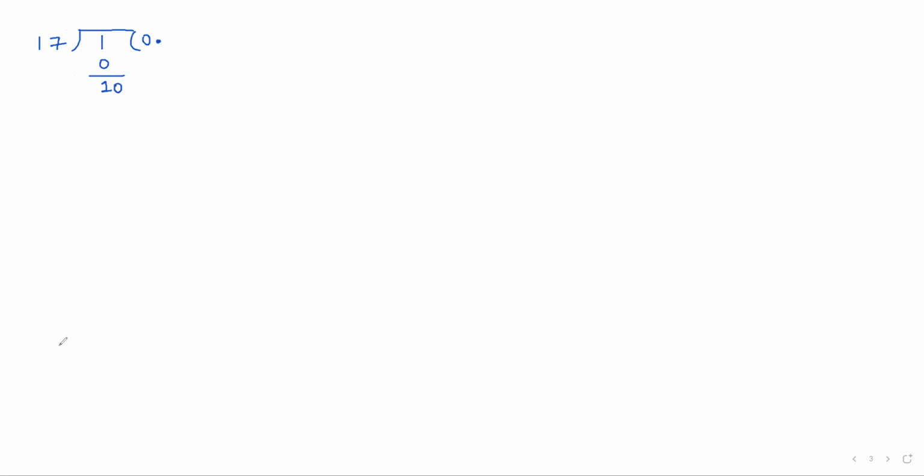Now again 10 is smaller than 17, so one more 0 time it will go. So you get 10 as the remainder. Now you make this 100. Clear? You cannot directly make 100 here because only one 0 at a time you can put. Now 100, how many times will it go? How much is 17 into 5? 85. If you don't know, you can do it separately: 7 into 5 is 35, carry 3, and then 85. So 5 times it will go, 85. Good. Now 10 minus 5 is 5.